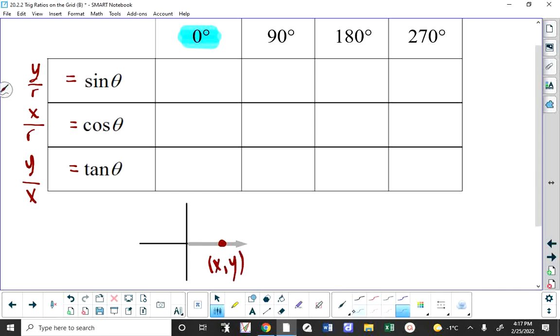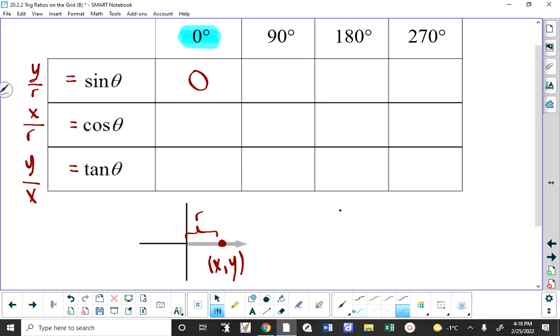And I'm also going to indicate on this diagram what r is. R is the distance from the origin to that point. And one of the things you'll note is that when you have a point on the x-axis, the y-coordinate is 0. So in this particular case, we're talking about a y-coordinate of 0, which means that the sine of 0 degrees is going to have a value of 0.